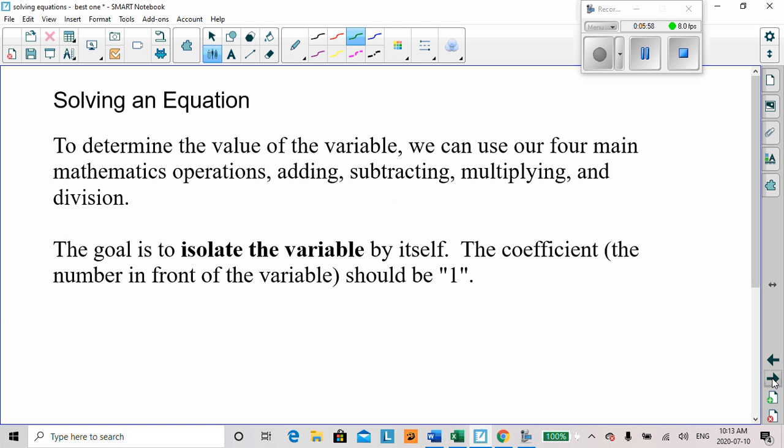To determine the value of a variable, we can use 4 main mathematics operations: adding, subtracting, multiplying, and dividing. Our goal is to isolate the variable by itself. So that means that the coefficient in front of the variable is a 1. So we want it to say x equals some number. All right, we're going to do some examples.